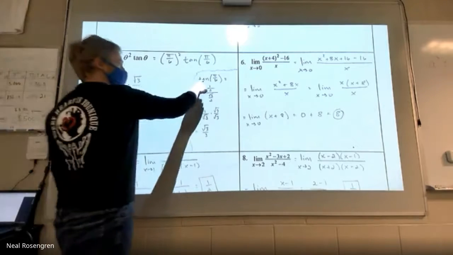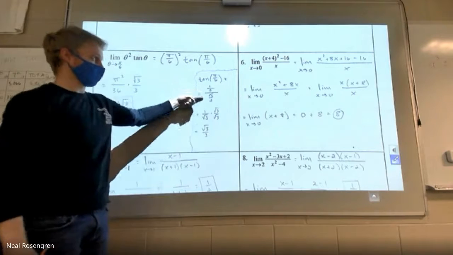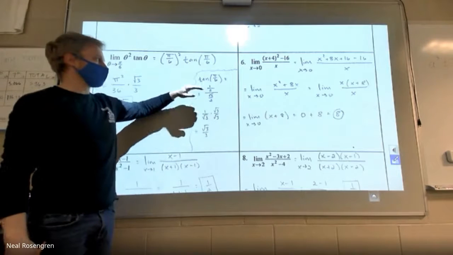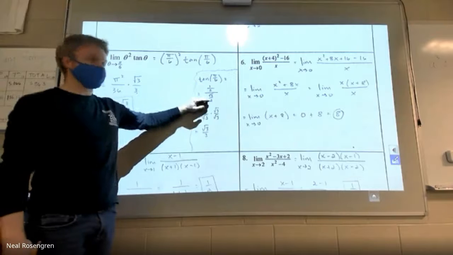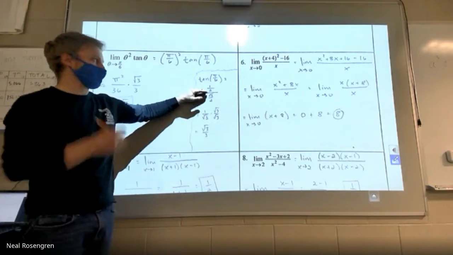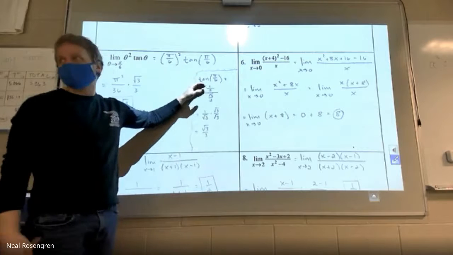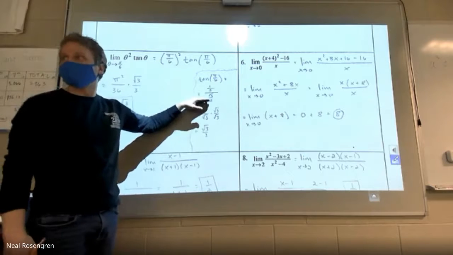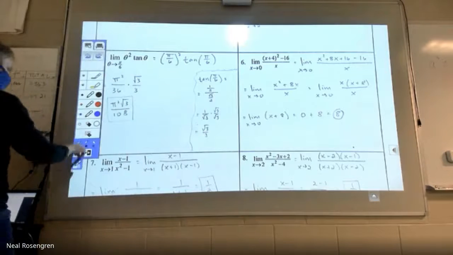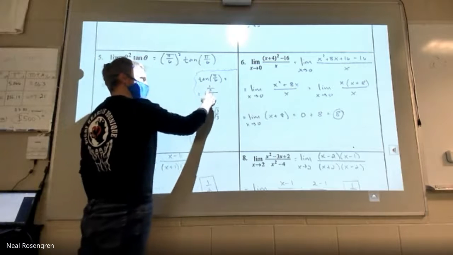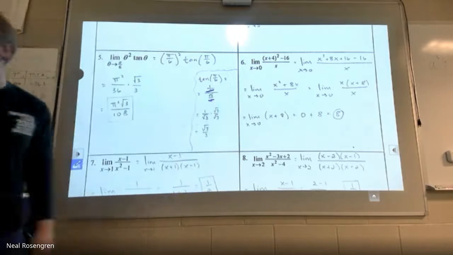So tangent is sine over cosine. So what I'm doing is I'm doing sine of pi over 6 and then cosine of pi over 6 and putting them on top of each other. And so I'm going to my unit circle and I'm saying, okay, what's the y value, sine, and then what's the x value, cosine. Now, what I can do, because I have complex fractions, I have the same denominator, I can at least cross those out.